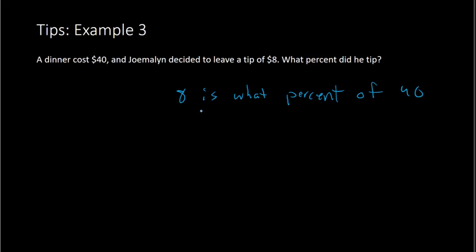So I can convert this into an equation. We have 8 means equals. What percent, that is unknown. Of is multiply, and then we have 40. So 8 equals x times 40. To solve, I can divide both sides by 40.